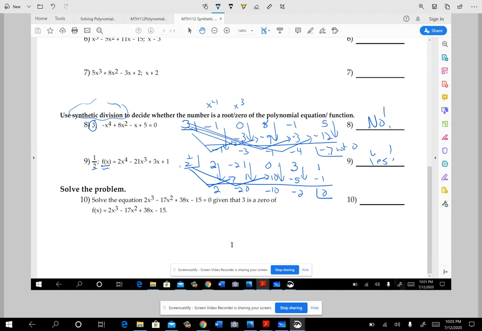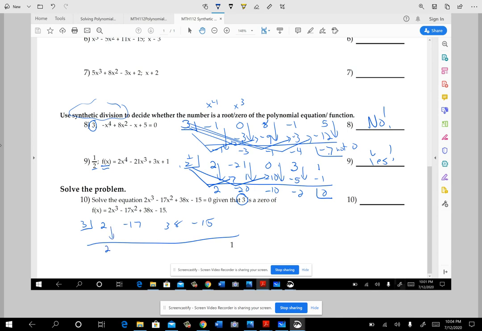All right, and then on problem number 10, this is kind of why we're doing it. So here they're asking us to actually go through the whole process. So it says solve the equation given that 3 is a 0. So you set it up. So you say 3 is a 0 of that function, so that means 3 is a root. I'm going to put those numbers in there. I'm going to wind up using my synthetic division.